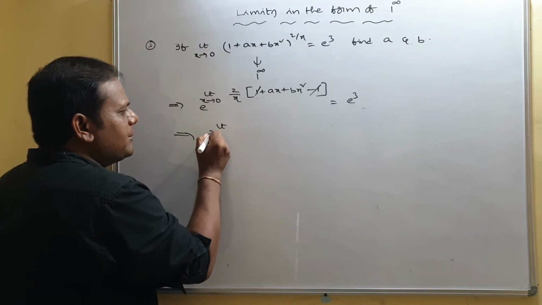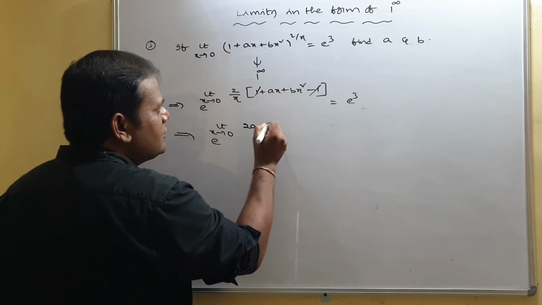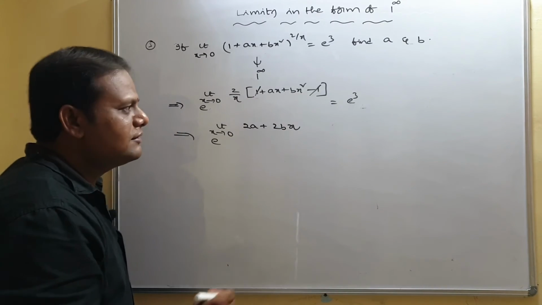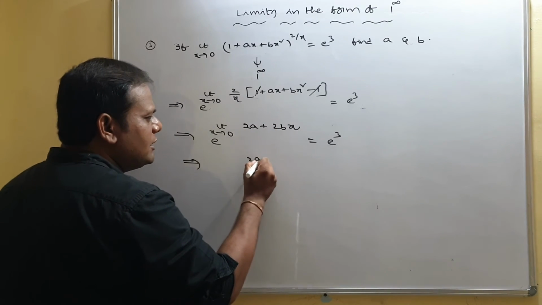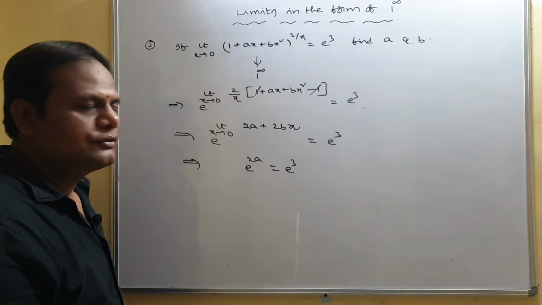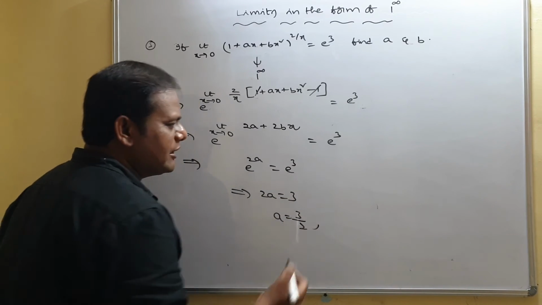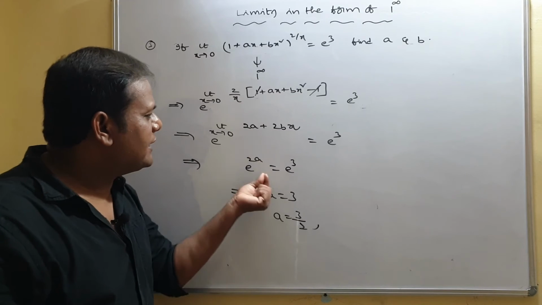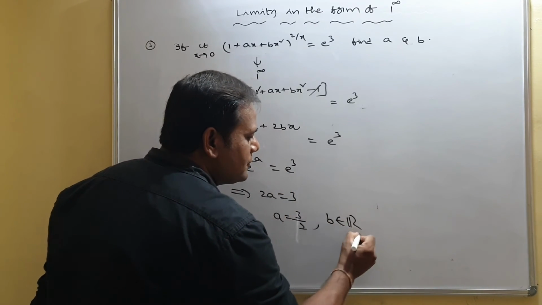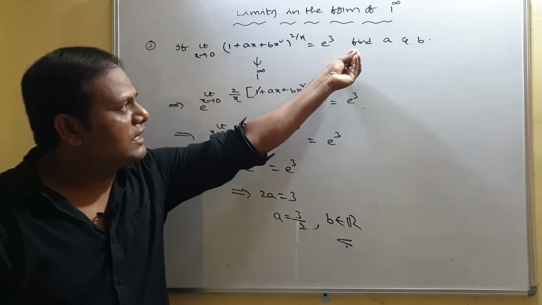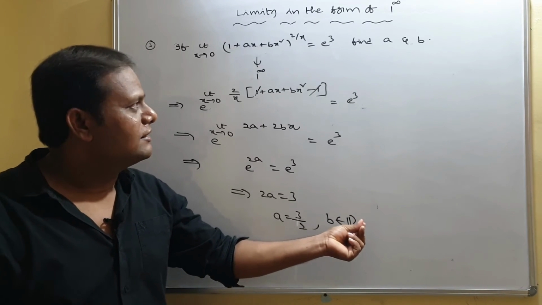We are left with e power limit x tends to 0, and then x is cancelled. We are left with 2a plus 2bx, is equal to e cube, right? So if you take x as 0, you get e power 2a equal to e cube. So from this we got 2a equal to 3. So what is the a value? 3 by 2. And it is independent of b, so you can take any real number in place of b. So the final answer to this problem is a is 3 by 2 and b is any real number.